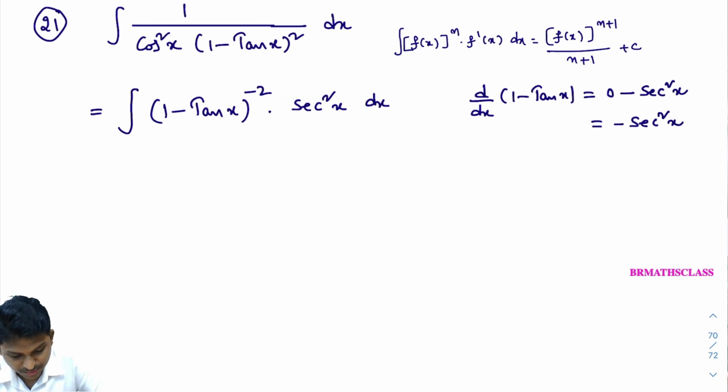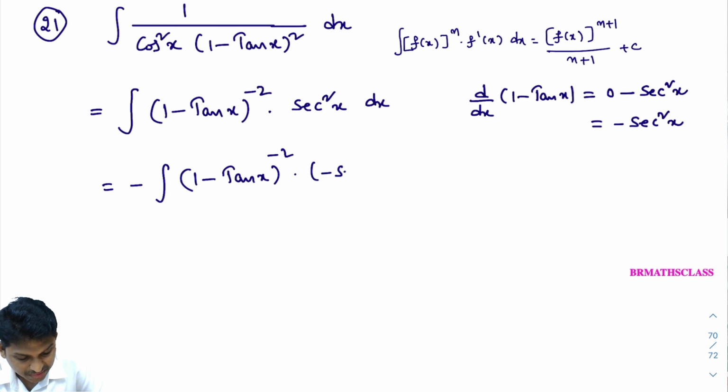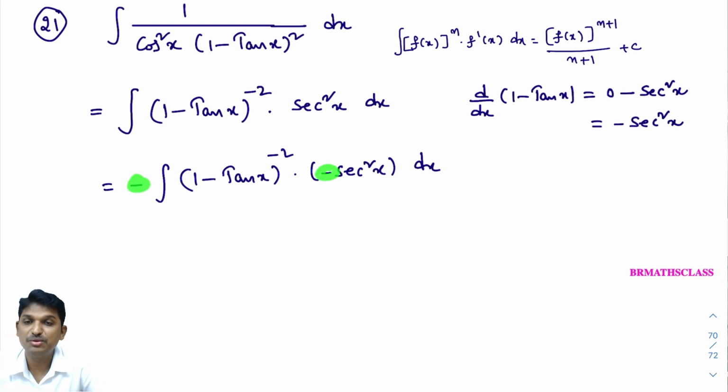Very simple. I'll multiply the given function with minus in the numerator as well as in the denominator. So, I'll get like this. 1 minus tan x whole power minus 2 into minus secant square x dx. You look here, when I multiply this minus and this minus, minus will become plus and you will get the same step that is above.